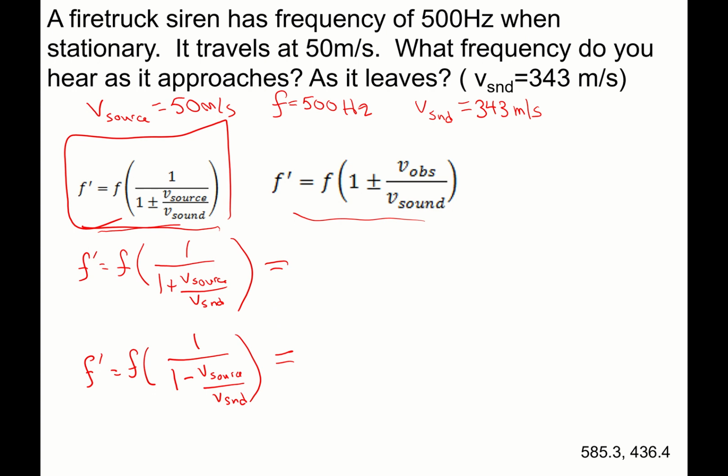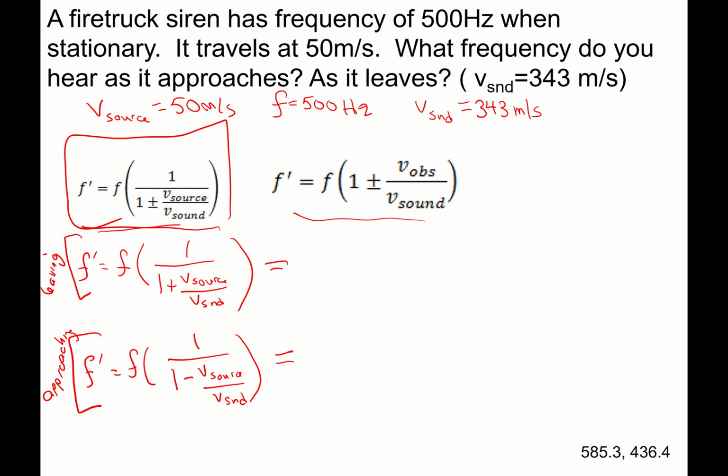Well, remember, as you get closer, you hear a higher frequency. So when it approaches, we want the equation that's going to give us a bigger number. And to get a bigger number, we have to divide by something less than 1. So this bottom equation has to be the one we use for approaching. When the thing is going away from us, we hear a lower frequency, so I want to divide by something bigger than 1. So the top equation has to be the one for when it's leaving.